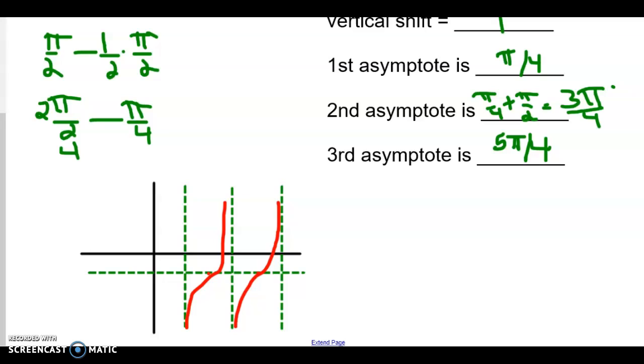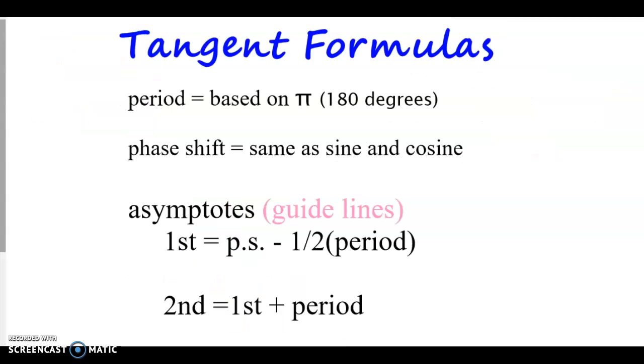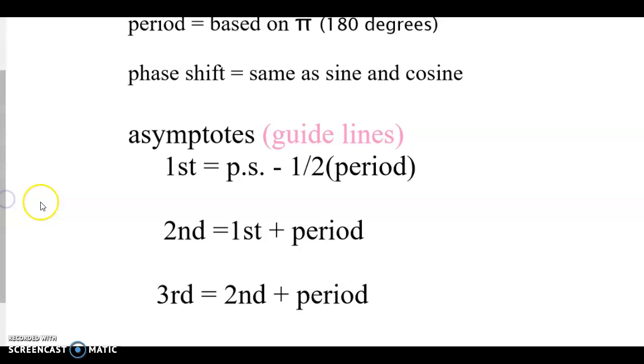All right, so the new things here. Period is only based on pi, and we have 3 asymptotes. All right, just refer back to our formulas here whenever you're doing them. There are more examples in the smartboard that are done for you, and then there's some practice problems for you to do as well.